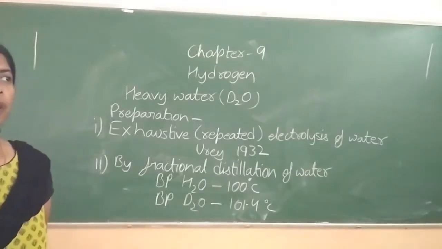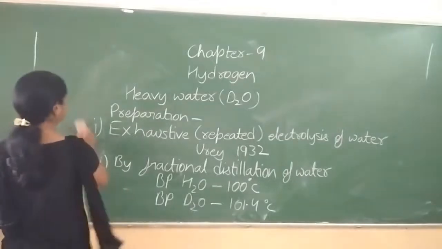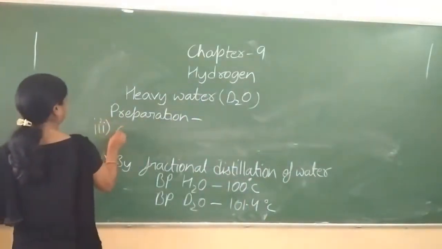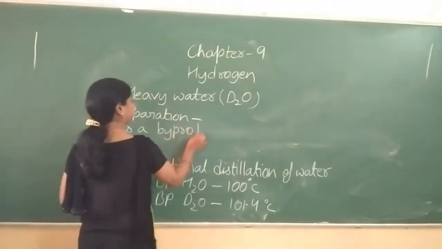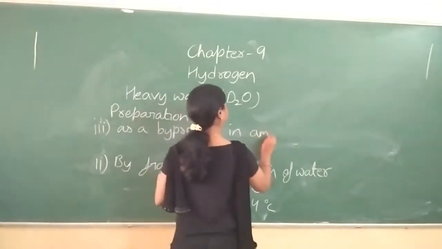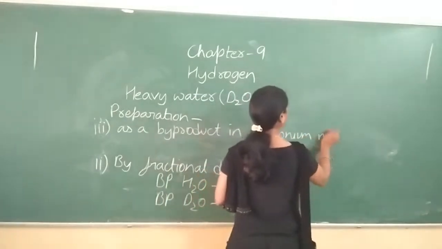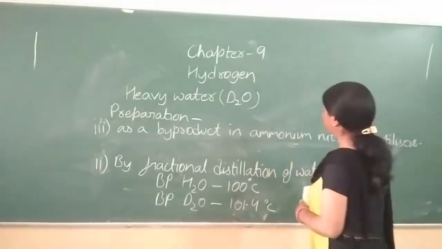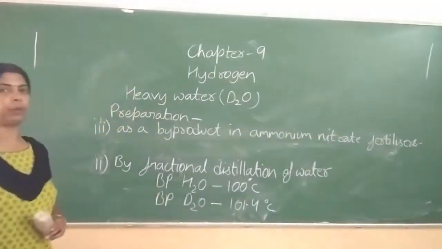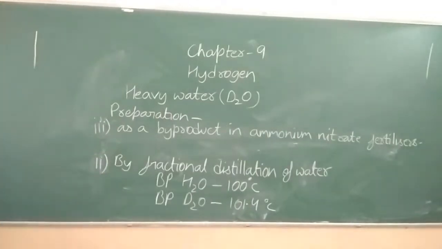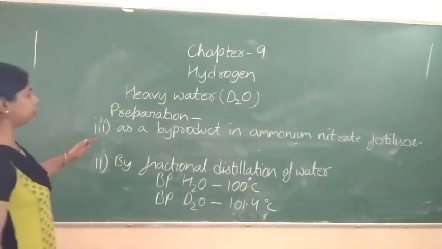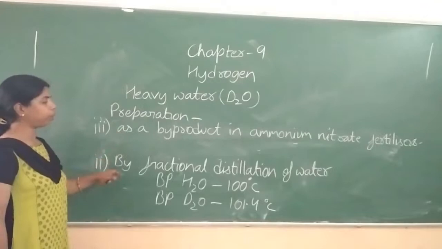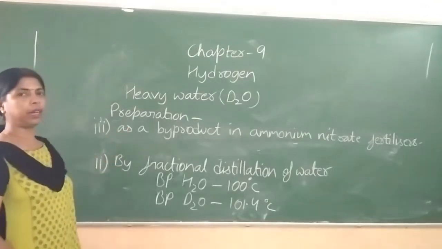And the last, third, it is obtained as a byproduct in the preparation of ammonium nitrate fertilizers. In the preparation of ammonium nitrate fertilizers, heavy water is obtained as a byproduct. So these are the three methods by which heavy water can be prepared: repeated electrolysis of water, fractional distillation, and third, as a byproduct of ammonium nitrate fertilizer.